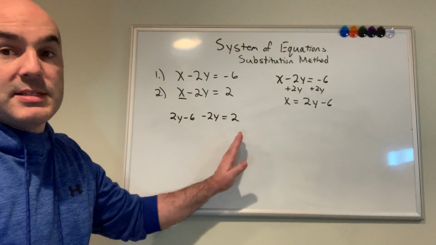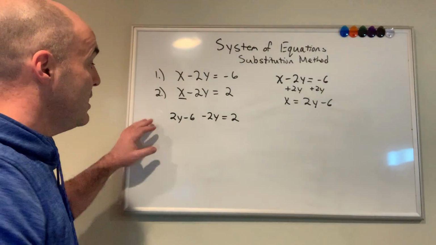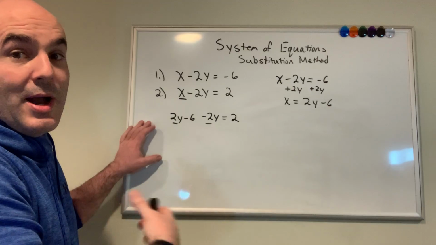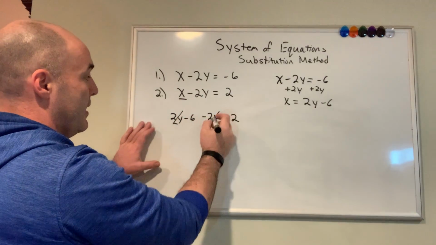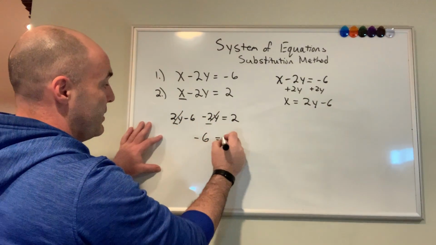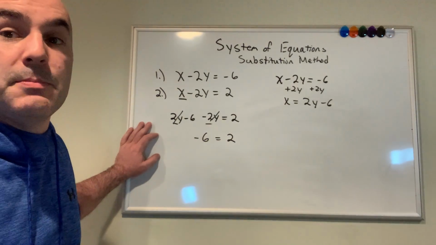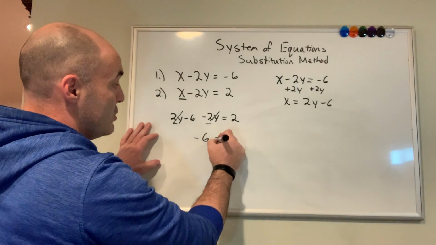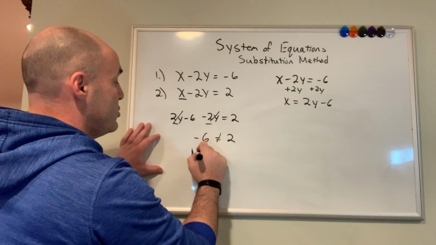Okay, so I'm not ready to solve since I haven't simplified on the left-hand side. So when I do, I combine my like terms, and what happens is 2y and negative y cancel. And I'm left with something that can't possibly be true. Negative 6 can never equal 2. So we would say no solution.